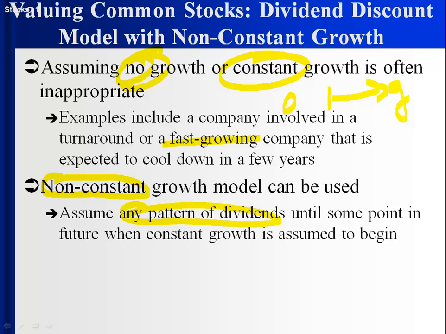Then you get to some point in the future where it becomes counterproductive and unproductive to try to figure out what's going to happen because there's just too much uncertainty. And then you assume constant growth. Constant growth could be zero, could be positive, or could be negative, but once you assume constant growth, then we can use some of the models that we've talked about.